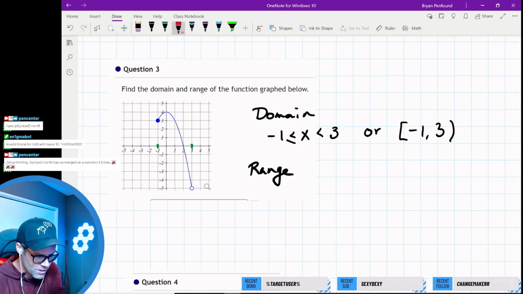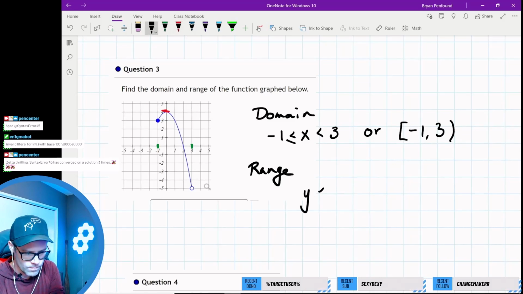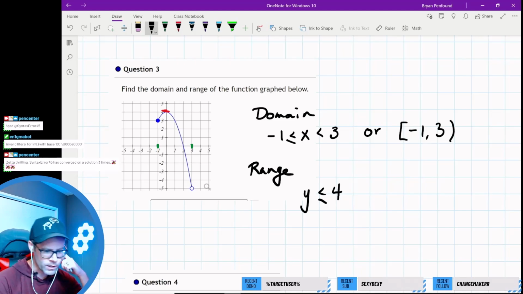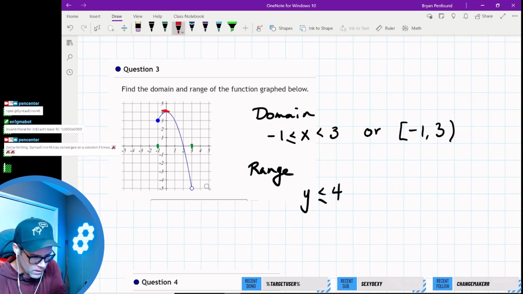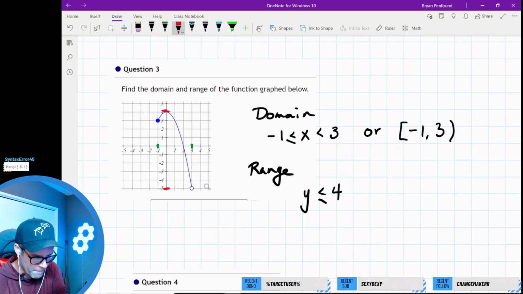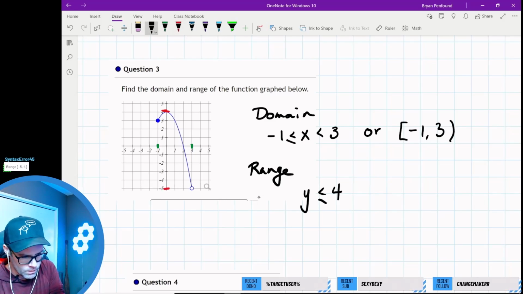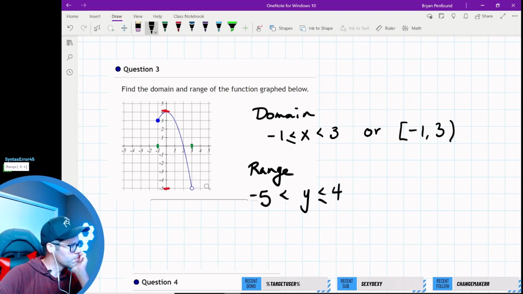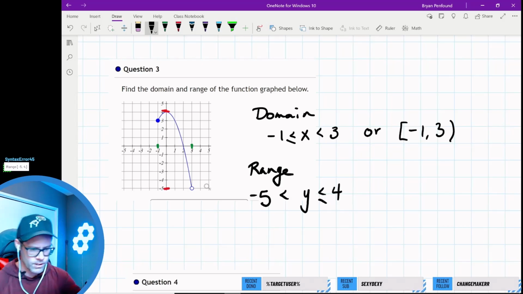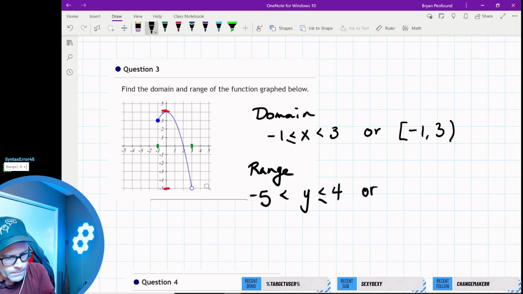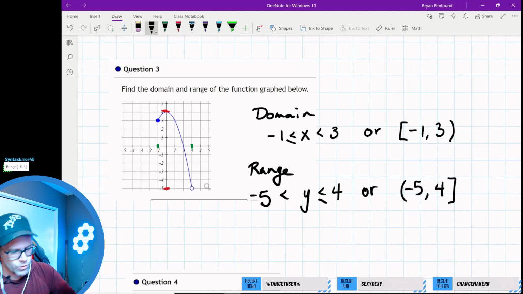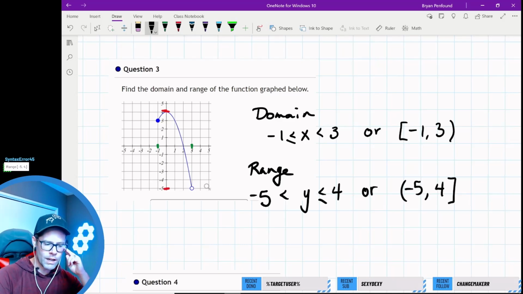What do our y values look like? It looks like the highest y value is 4, and we are certainly allowed to include that point. It looks like the lowest y value is going to be around -5. So yeah, I agree, I don't think we're going to include that -5 though. So I think we're going to have an open circle at -5. I think our range would look like one of the following.